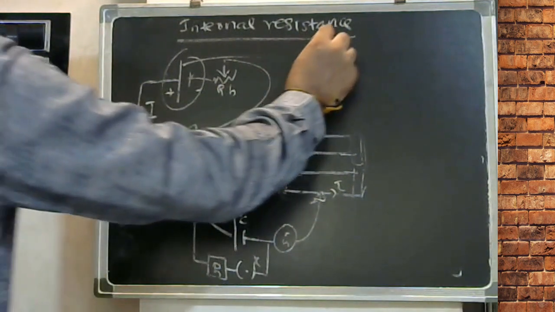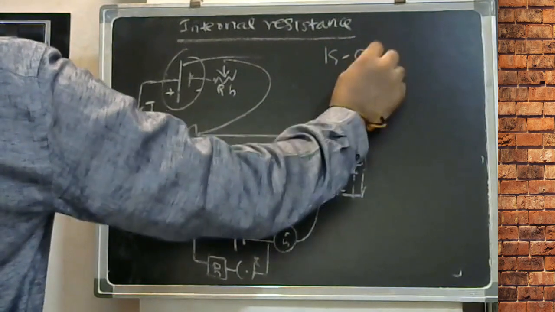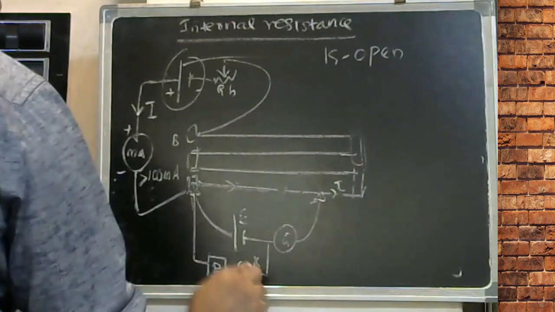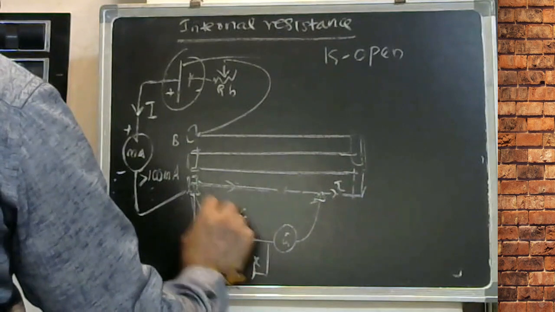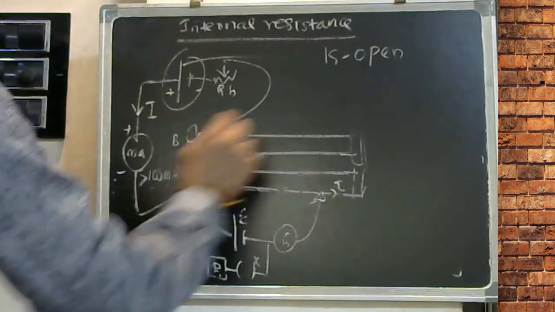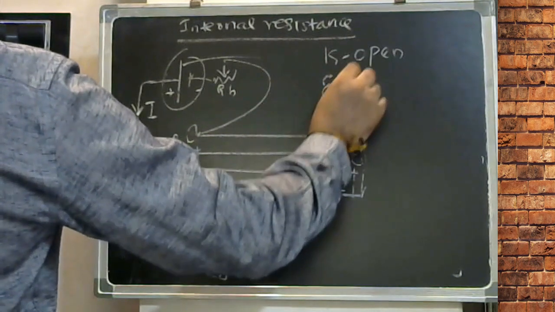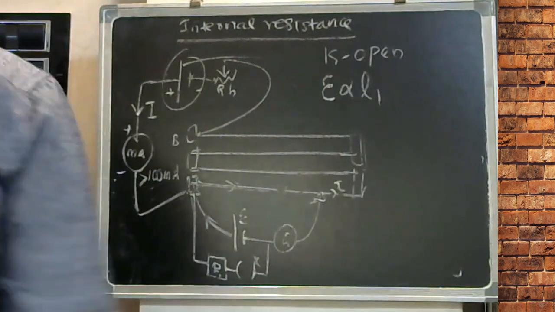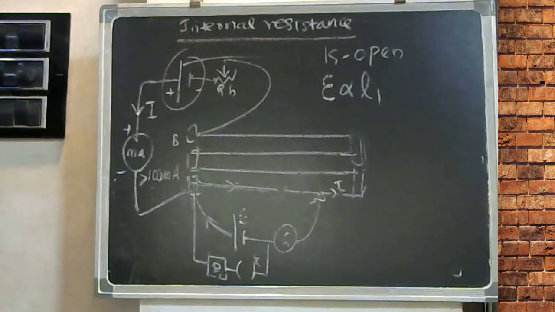Now what you do, keep your key open. That means there is no chance of this part working. When it's open, current from here will all go to this one. Nothing will go to this because it's open side. So all the current will go to this. So my E will be proportional to L1. E is IR1, so all the voltage drop will be equal to EMF. The 10 volt will go.